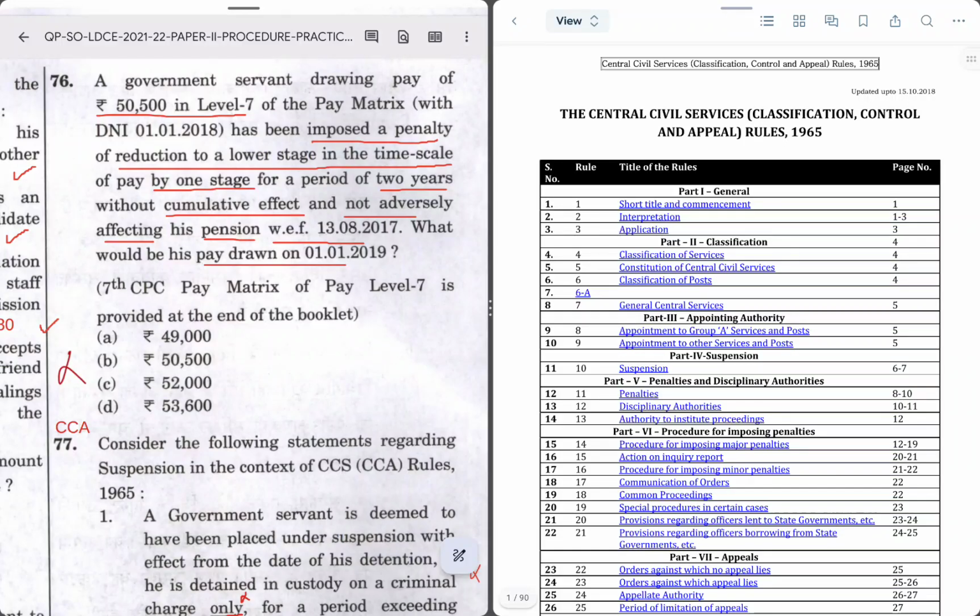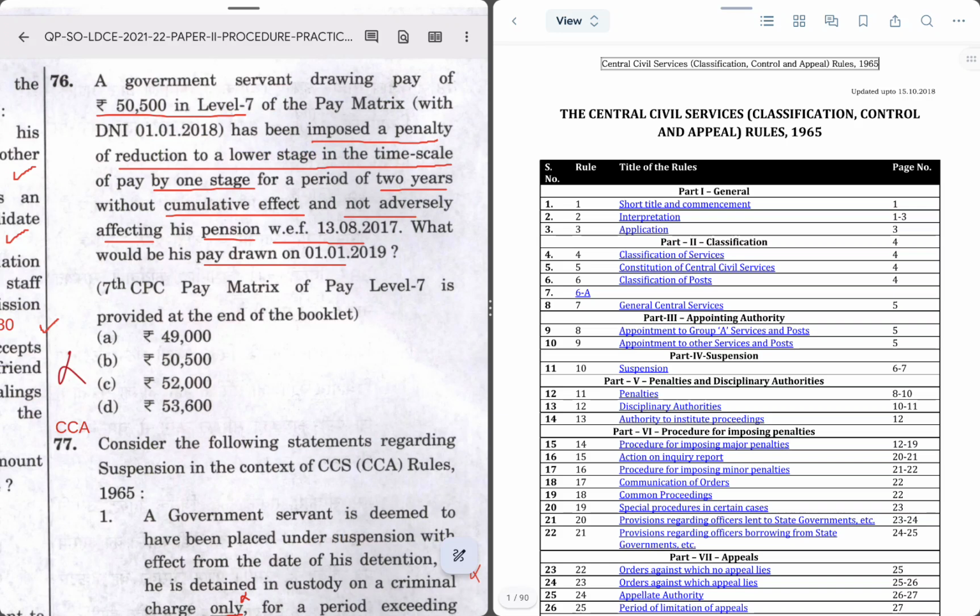In this video we are discussing questions from LDCE exam paper 2 for the year 2021-22. We'll be covering 10 questions in this video, from question number 76 to question number 85. So let's begin with question 76.